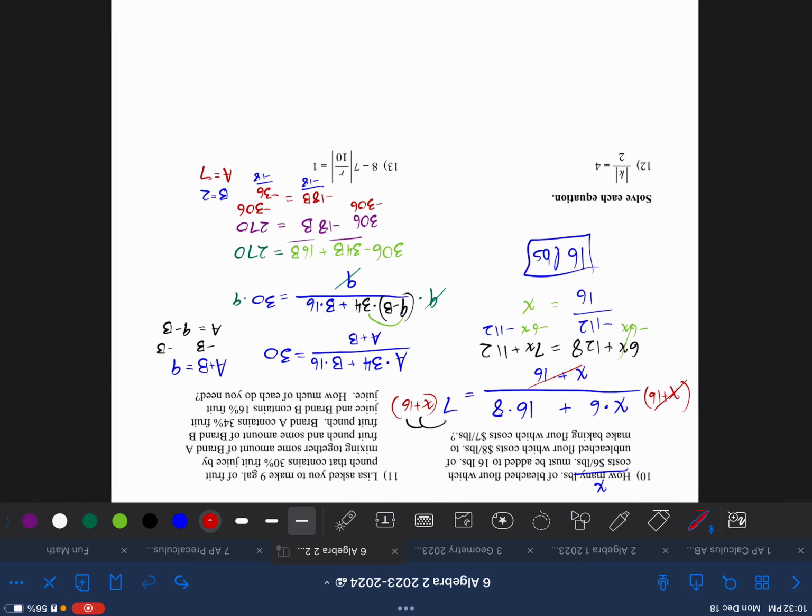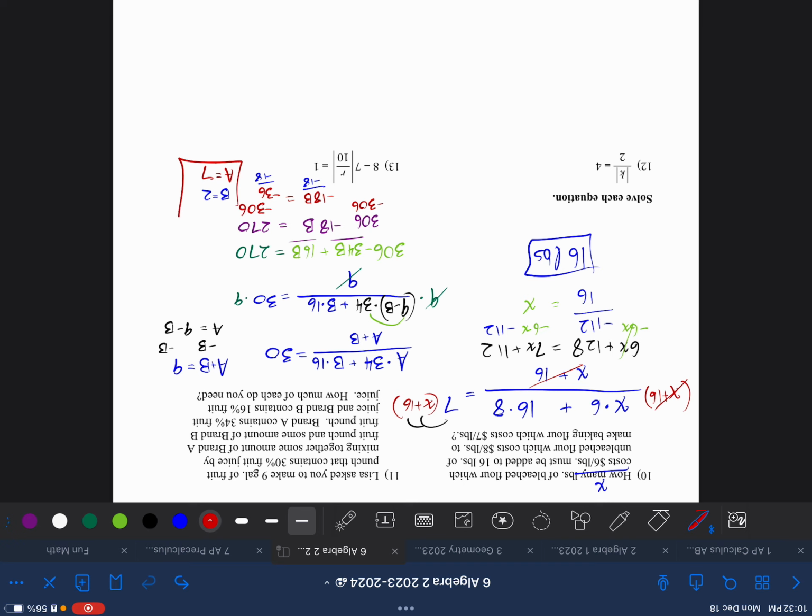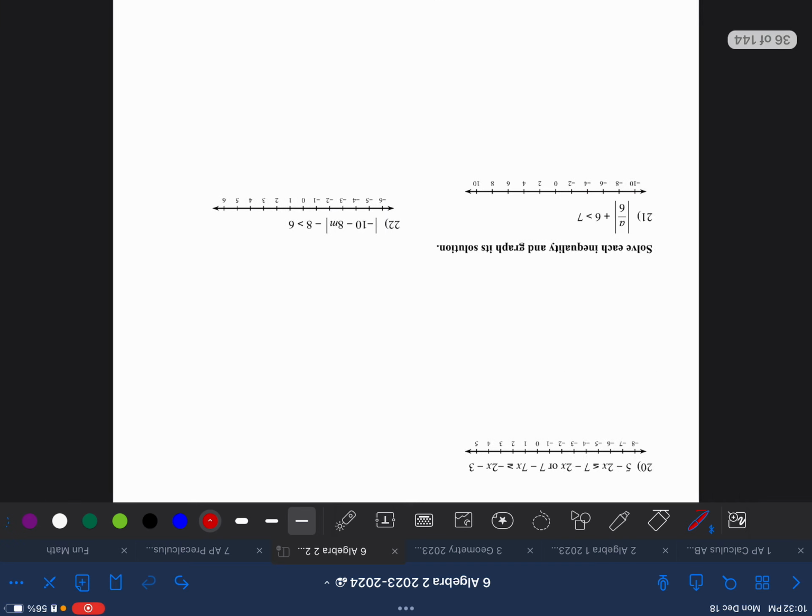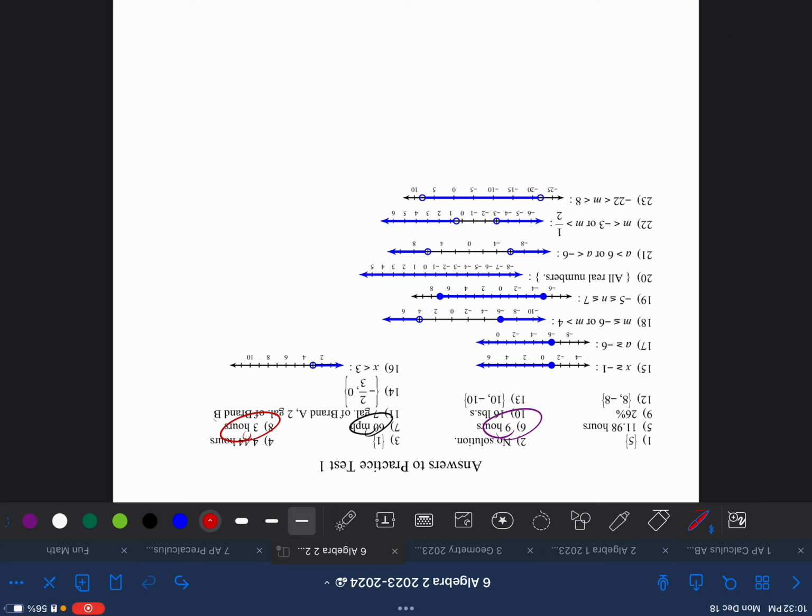I want to check that one, just to be sure. I'm thinking that B should be 2 and A should be 7. Yeah, everything looks good there. Let me erase all of the circles so I can see what's actually going on.